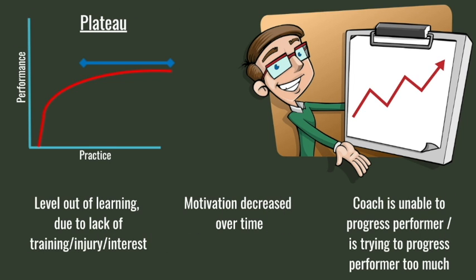And within these curves, we've also got a plateau. And the plateau is the bit that levels off. And this can happen for a number of reasons. It could be a lack of training. It could be injury. It could be lack of interest or motivation has decreased. It could be that the coach has hit a stumbling block or the relationship has hit a stumbling block, and trying to progress this performer further is more difficult than one would have thought. And they're the reasons behind a plateau. And there are learning curve examples.